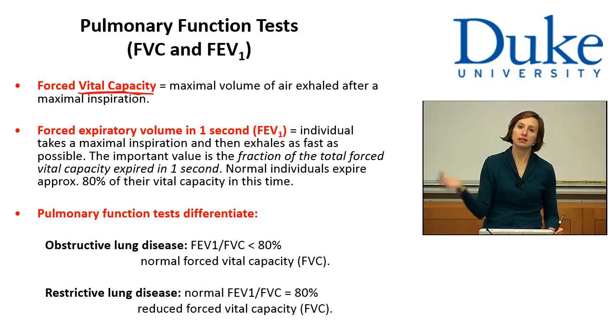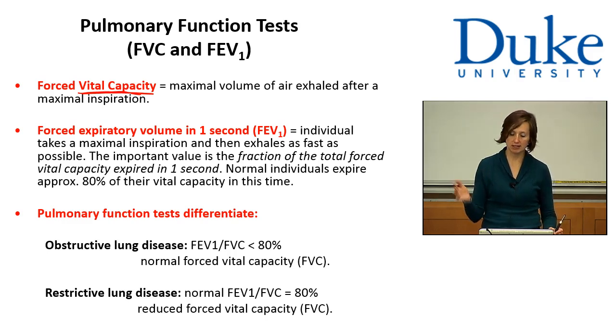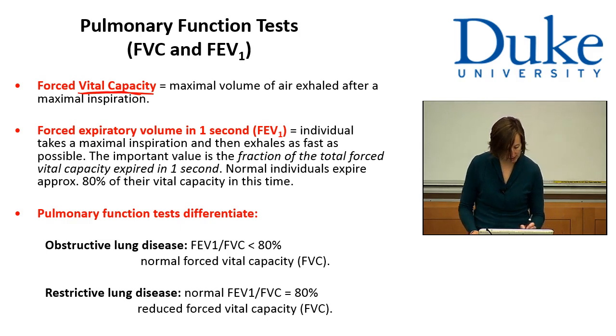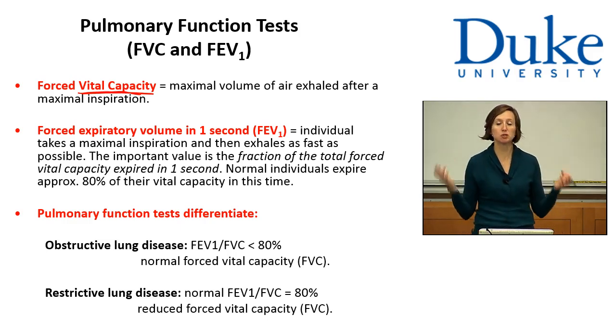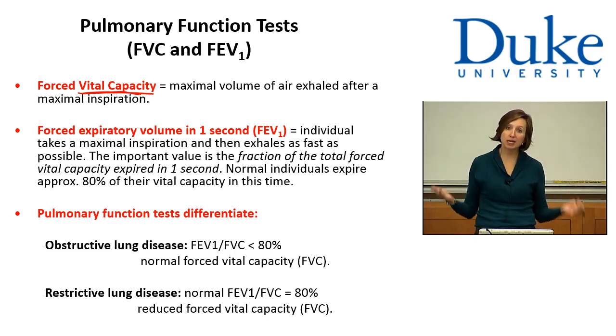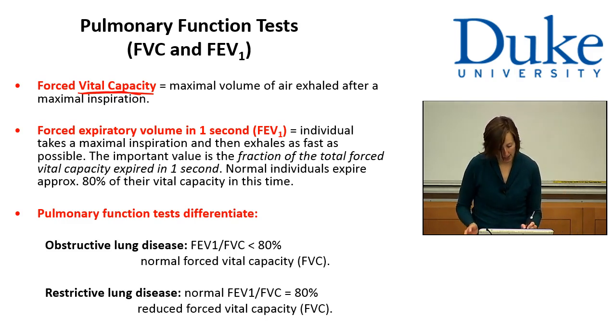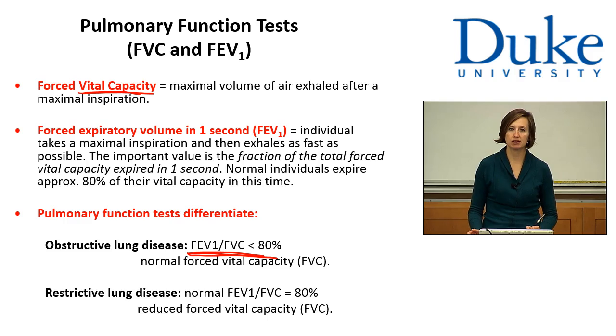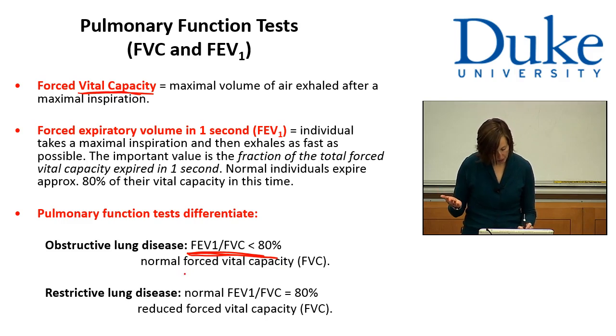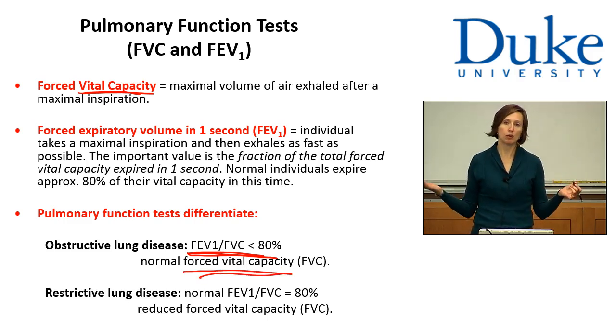So in our two types of disease states, these numbers are going to change. This should be somewhat predictable: someone with an obstructive lung disease has a problem getting their air out, so this ratio is going to be less than 80%. They're going to get less than 80% of their air out of their lung in 1 second. Their forced vital capacity is going to be normal. They have a normal lung capacity.